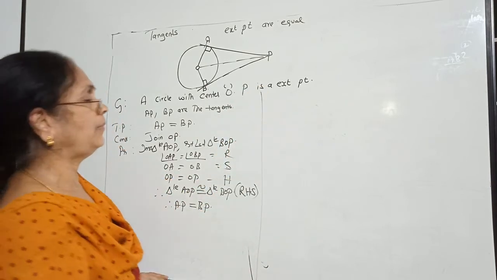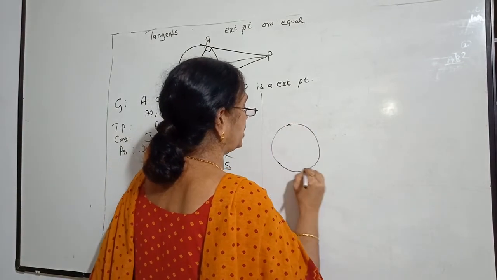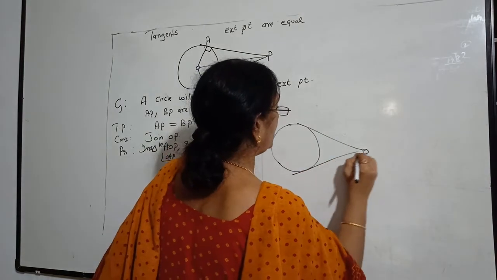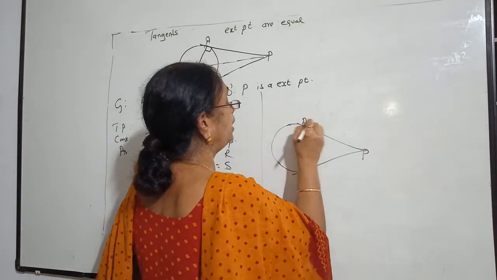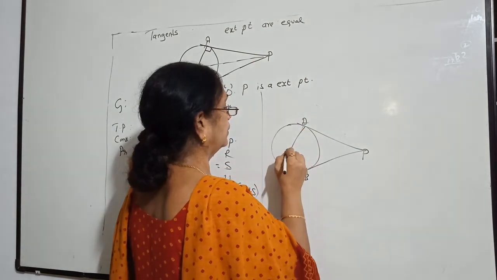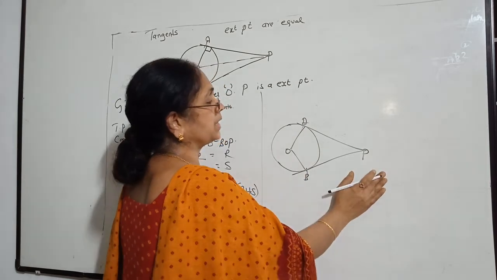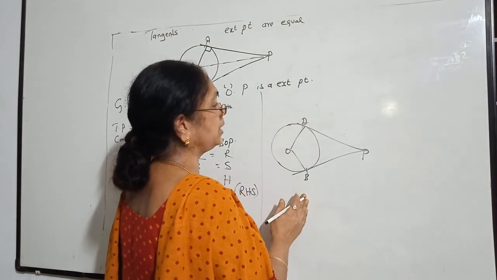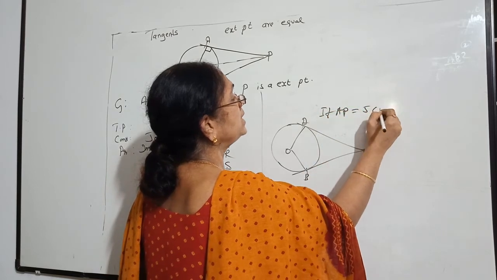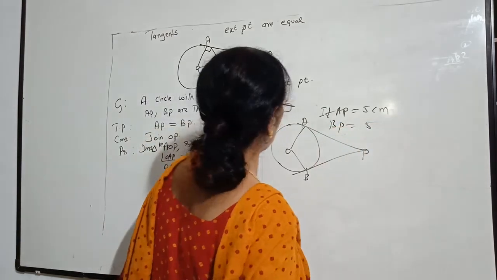On this, you will be having so many questions for 1 mark or 2 marks, whatever it is. Suppose this is a triangle given. Just now I have learned the theorem: AP is equal to BP. That theorem becomes the property here. So suppose they give you in the figure, P is an external point, A and B are the points of tangency. If AP is given as 5 centimeters, then what is BP? BP also will be 5 centimeters.